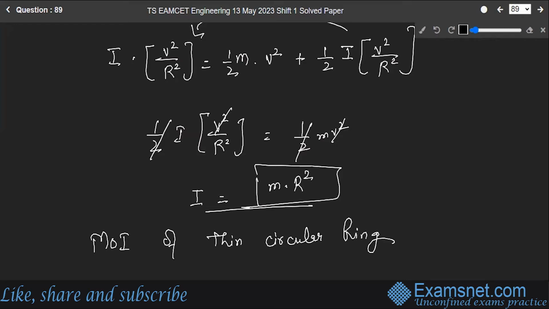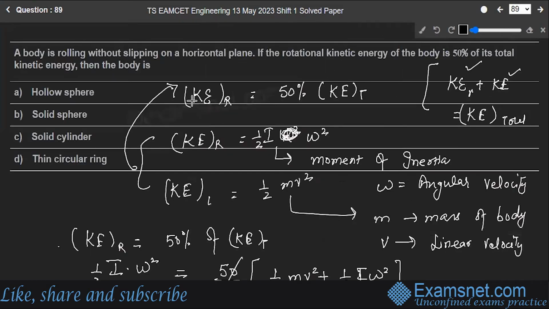Let's check with the options. Then you have this as the right answer, option D. Hope you got that. Next is question number 90.